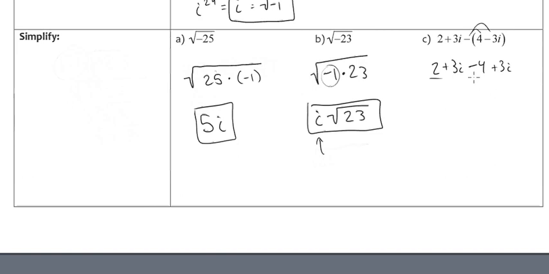Combine our constants first. We have 2 minus 4, that's -2. And then 3i plus 3i is plus 6i. All right, there we go, and I hope that helps.